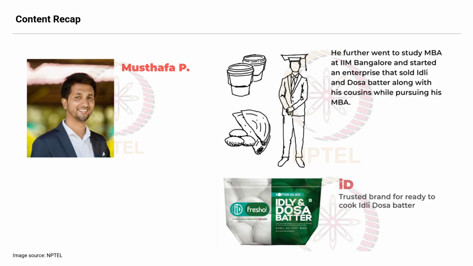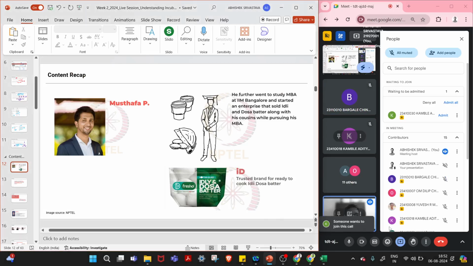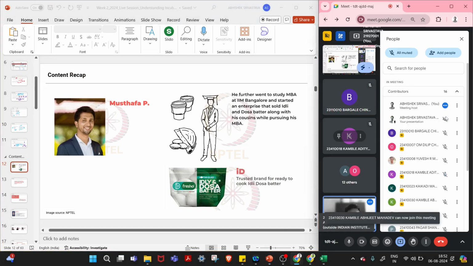Sir, he had to leave his education because of financial crisis and join his father in farming occupation. And because his teacher pursued him, he took up his studies again and ended up studying in NIT Calicut. Then he also did his MBA from IIM Bangalore, and during his graduation itself he started up the idli dosa batter with his cousins. Well done. What's your good name? Chinmay Bargale. Chinmay. Well done, Chinmay.